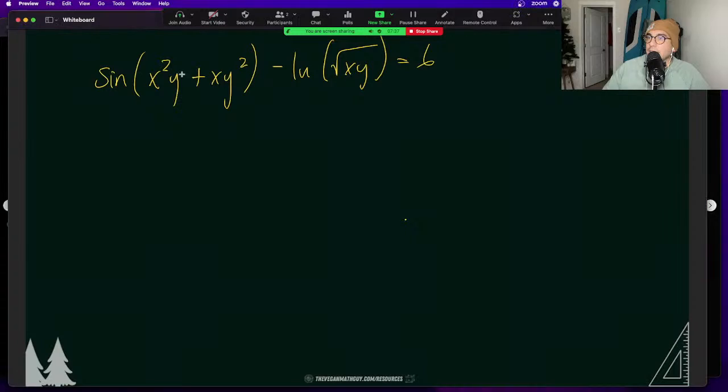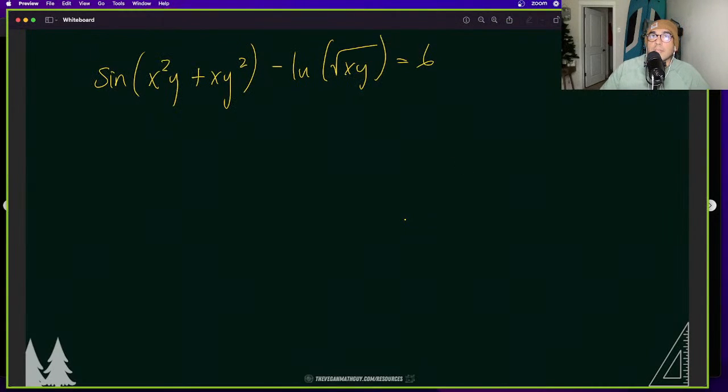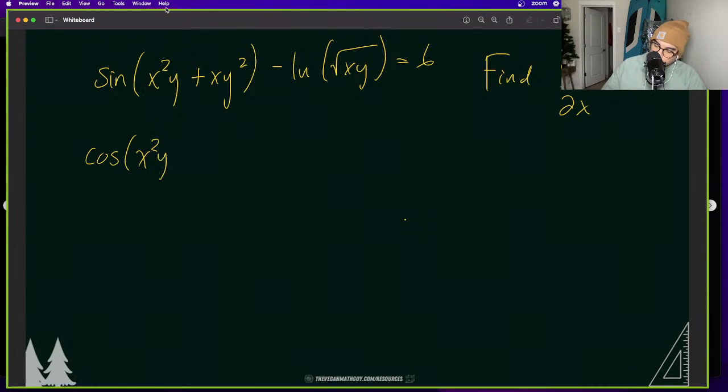So now that we have the problem on the screen, let's go ahead and start solving it. This one was asking to find the partial derivative in terms of x. So if we're going to do that, don't forget that we take the derivative like we normally do, and we treat y like a constant. This one's actually pretty simple. We're going to take the derivative of the first part, and that's just going to be cosine of x squared y plus x y squared, and then multiply by the derivative of what's inside.